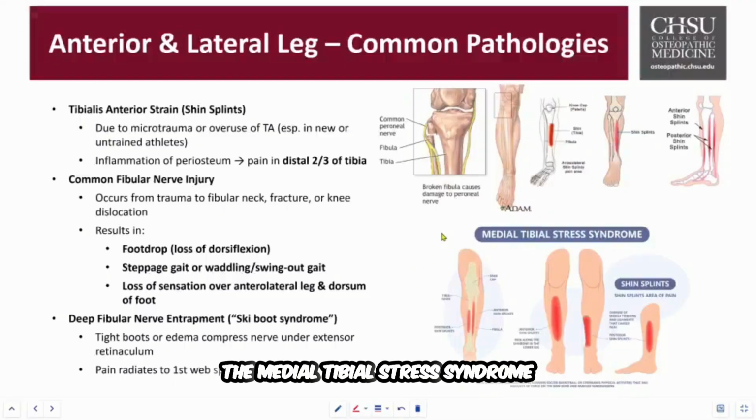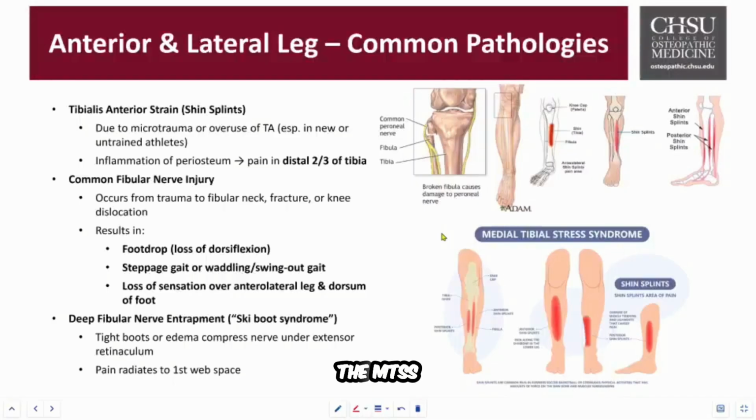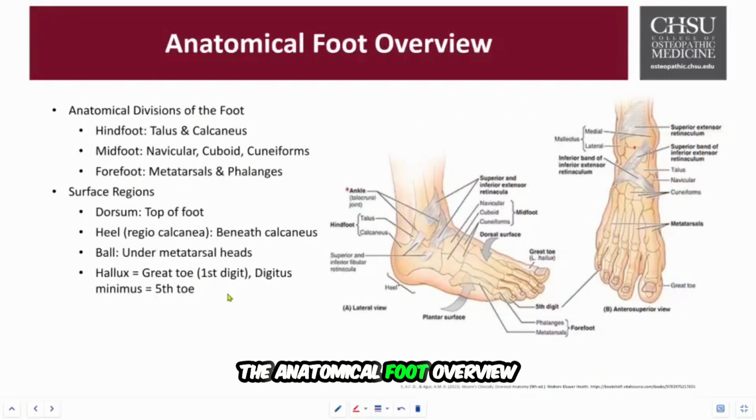The medial tibial stress syndrome, also known as shin splints, the MTSS. Over here you can see posterior shin splints can occur as well as anterior shin splints. The anatomical foot overview. The foot is divided into the hindfoot, the midfoot, and the forefoot. The key bones include the talus and the calcaneus in the hindfoot, then the navicular, cuboid, and cuneiforms in the midfoot, and the metatarsals and phalanges inside the forefoot. The surface regions include the dorsum, the heel, and the ball of the foot.